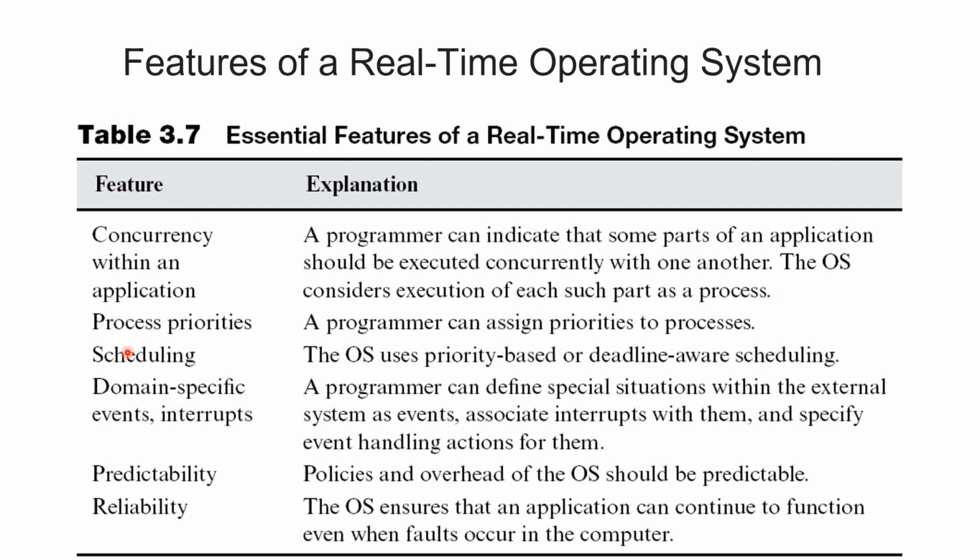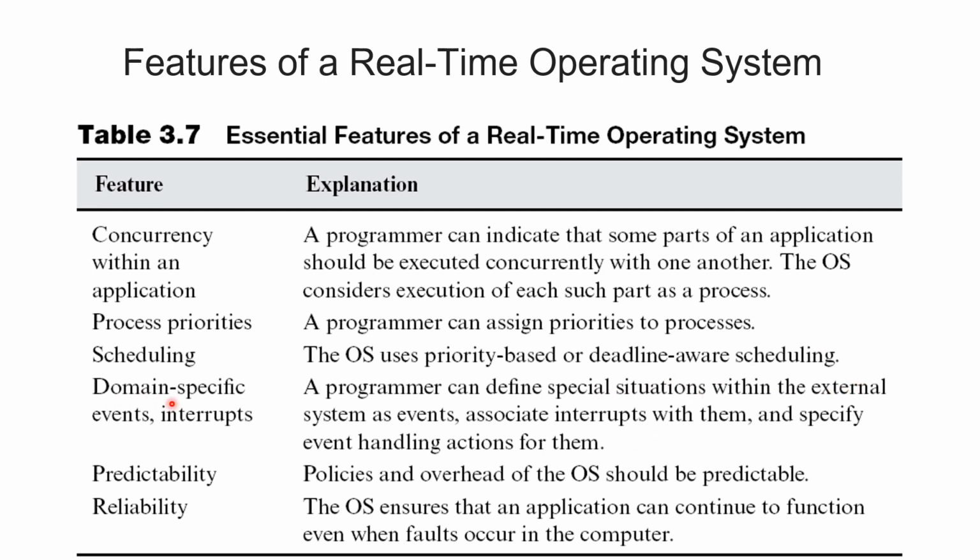Okay, so the next is process priorities and scheduling. First we'll see process priority. A programmer can assign a priority to the process, a numeric number which is assigned to each and every process. And scheduling: the OS uses priority-based or deadline-aware scheduling. So in a real-time operating system, it always performs priority-based and then deadline-aware scheduling.